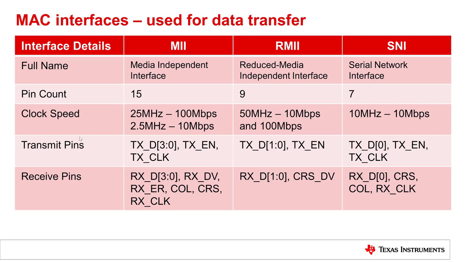Next is the Reduced Media Independent Interface, the RMII, which only requires 9 pins. And here you have 50 MHz for 10 and 100 megabit per second. And the transmit and receive pins are reduced. Next is the Serial Network Interface, which then only needs 7 pins. So here we only have 10 MHz for 10 megabit per second. So this is a legacy interface which you will not find on many of the newest PHYs.